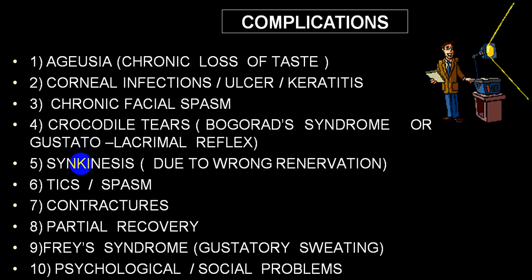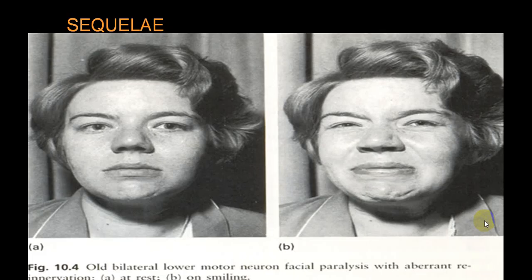Once in a while, because of the wrong reinnervation, you can have synkinesis. When you try to open the mouth you will have a movement, or when you close the mouth you can have abnormal movement of the face. Facial muscle tics, spasms, and contractures can develop, and the person can have a partial recovery. There can be gustatory sweating: when a person tries to chew or eat, you will have sweating, called gustatory sweating, also labeled Frey syndrome. Because of that facial abnormality, the person will have psychological and social problems, etc.